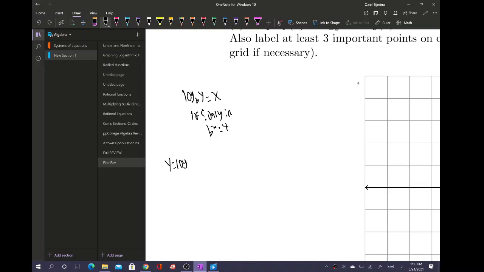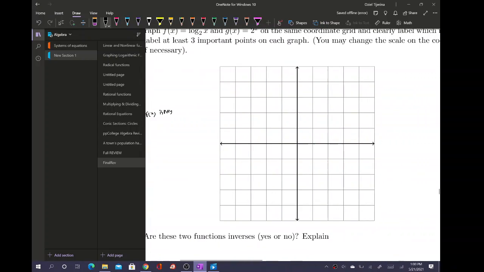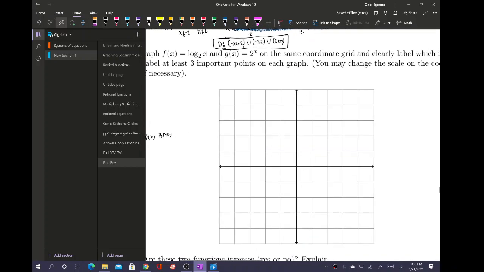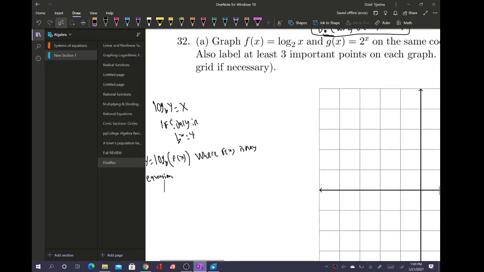When we have y equals log base b of f of x, where f of x is any equation, basically they're inverses of each other, and an inverse means that they reflect over the x-axis. Now, what you're going to want to do is go ahead and graph 2 to the x.